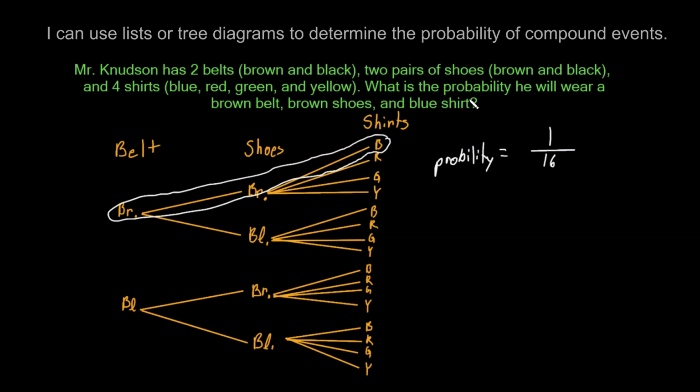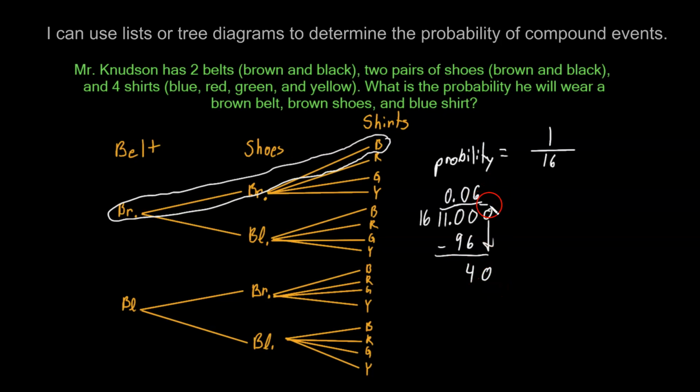So the probability I would wear a brown belt, brown shoes, and a blue shirt would be 1 out of 16 as a fraction. Let's convert this to a decimal really quick. This would be 1 out of 16. 16 does not go into 1, so we draw a 0 there, add an extra 0. 16 doesn't go into 10, 1 more. 16 goes into 100 6 times. So let's think 6 times 10 is 60. 6 times 6 is 36. So add those together. 60 plus 36, we get 96. 100 minus 96, that's going to give us 4.